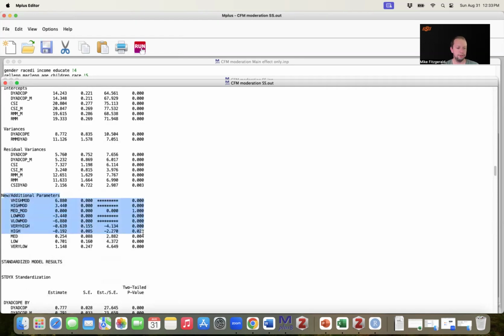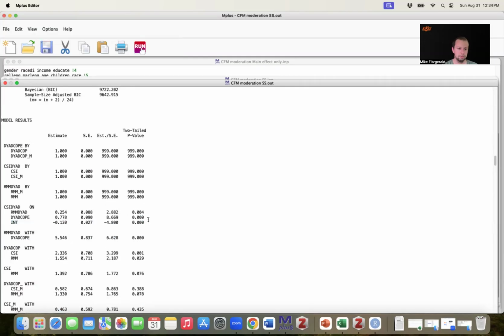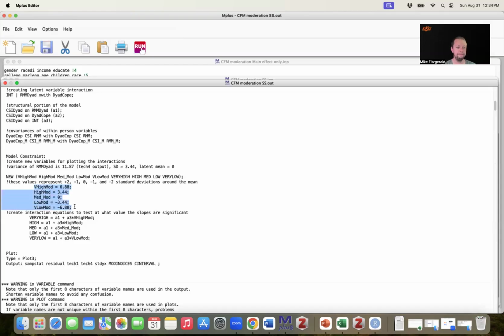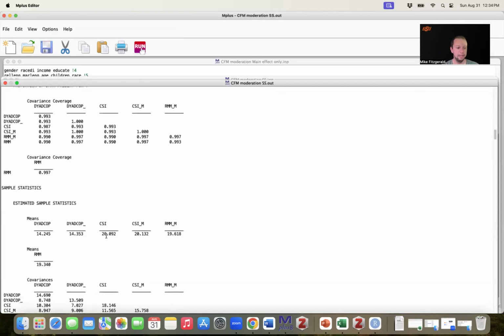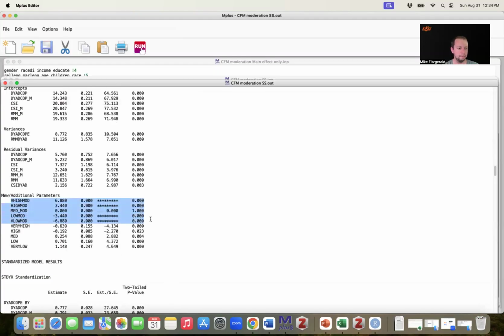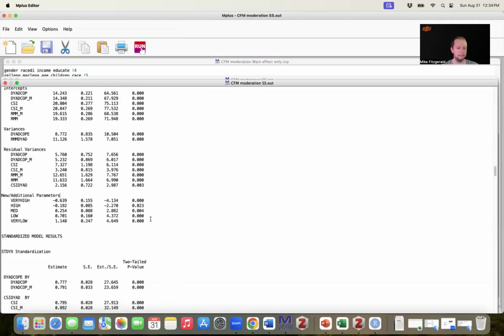Then we'll scroll down some more. Under the new and additional parameters is going to be our simple slopes test. You can ignore these first 5 since these are constants, right? So scroll back up to the syntax. That's these guys right here, and I fixed them to be a very specific value. So we can disregard them. Those can go away, right? These are a test for simple slopes. So these slopes are significant, with a p-value less than 0.05.